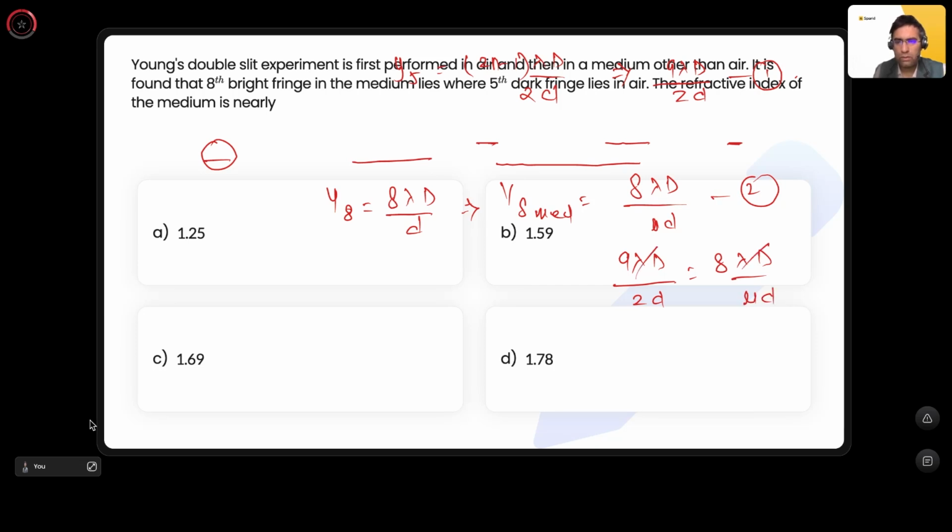So all the variables will get cancelled, and mu from here will become 16 upon 9. All right. And it will become 1.78. So it's an easy question. You just have to remember the formula for minima and that for the maxima. So I told you that in wave optics there are certain types and varieties of question. If you do these varieties, definitely a similar question will be asked in the exam. All right. Next question.